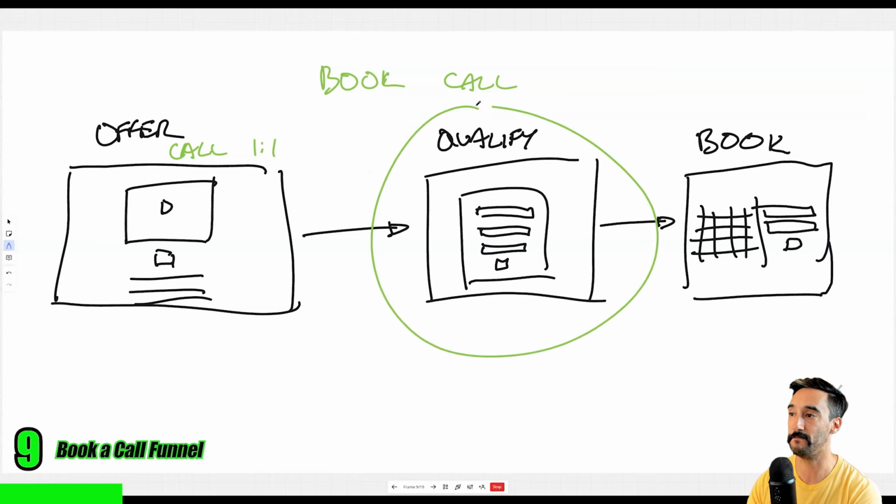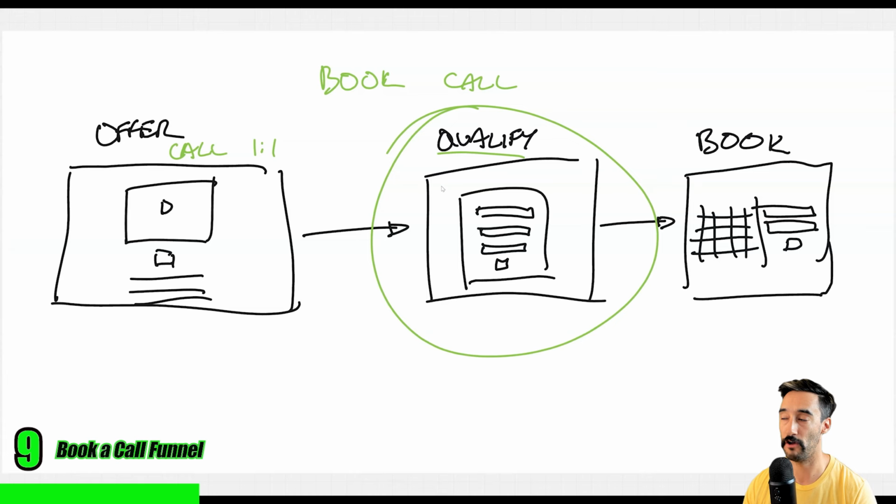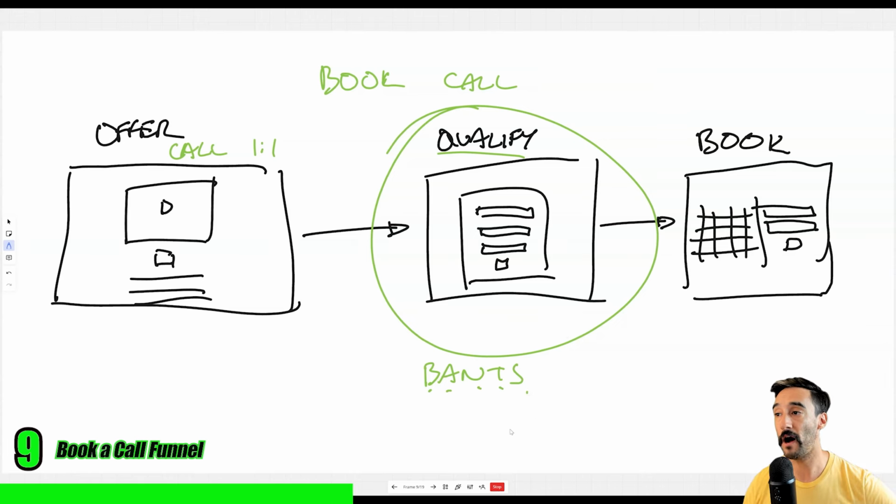You need to have this middle section here where you qualify them. And this is where you ask them the right questions. You say, how much are you turning over? What kind of revenue are you making? What's the biggest problem you've got? You essentially go through BANTS: budget, authority, need, timescale, and suppliers. And if they pass that qualification, then you can get them to book.